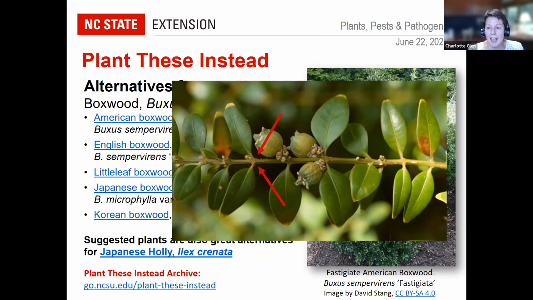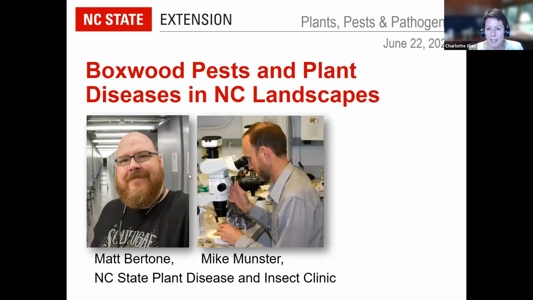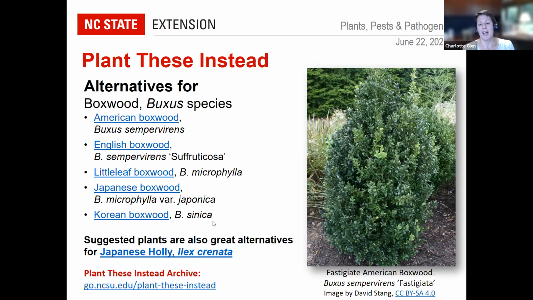I mention that because everything we're looking at today, whoops, I went back a little too far, is also a great alternative for Japanese hollies. Japanese hollies have some serious problems, and they're often planted as a small-leaved evergreen. So if you're having problems with Japanese hollies, the things we're looking at today would also be good options.